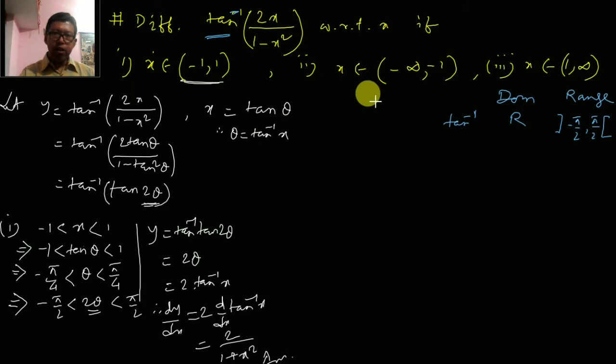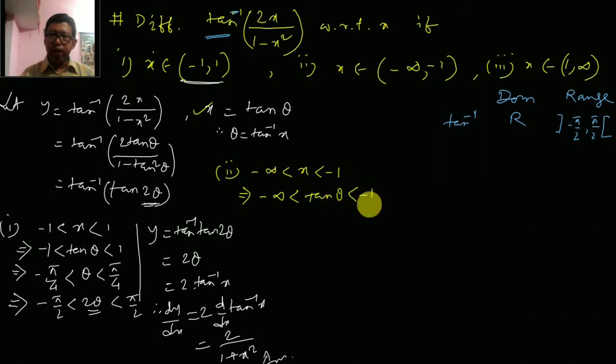Next domain is minus infinity to minus 1. So I change the color. This is number 2. What is given? Minus infinity less than x less than minus 1. This is given in your question. X belongs to open interval minus infinity comma minus 1. What is x? X is equal to tan theta. So substitute tan theta less than minus 1, isn't it?